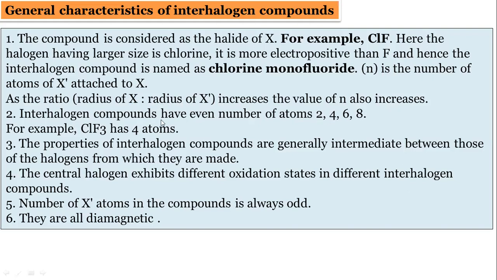So interhalogen compounds have an even number of atoms: 2, 4, 6, 8. This is the example ClF3. It has 4 atoms, 3 fluorine atoms and 1 chlorine atom. So interhalogen compounds are always with even numbers, always 2, 4, 6, 8.